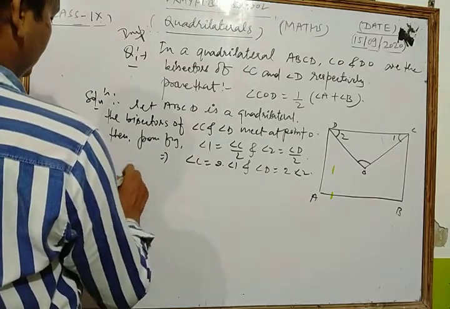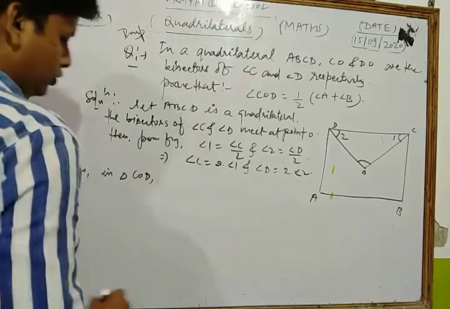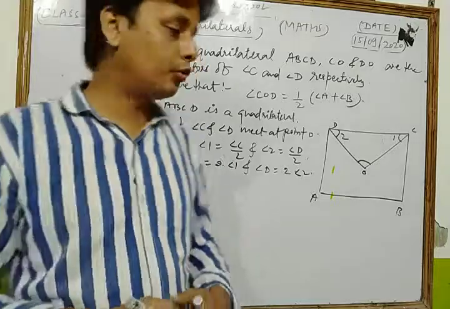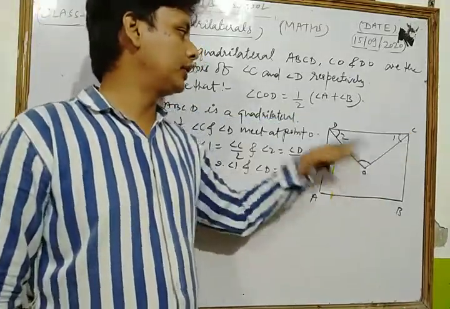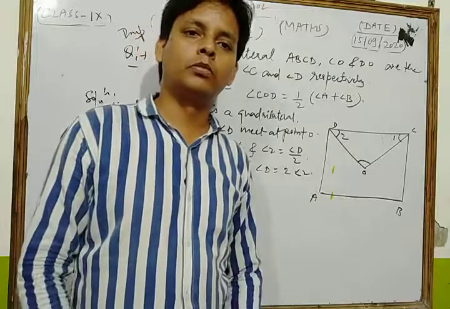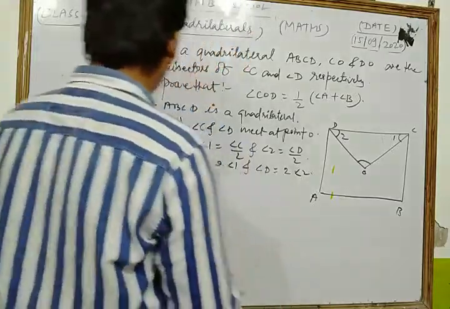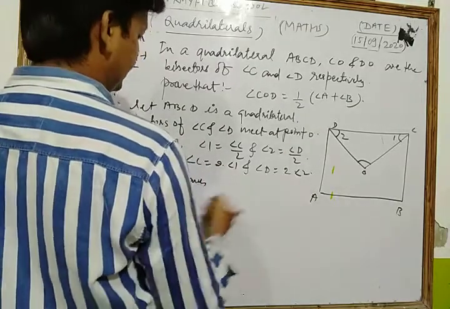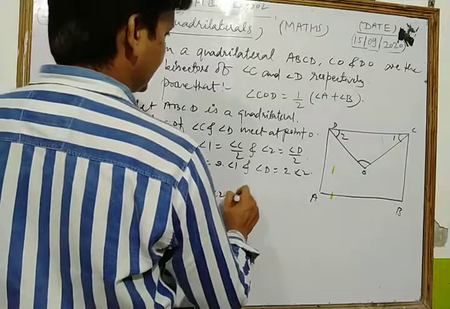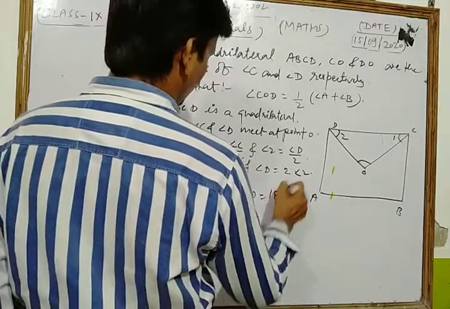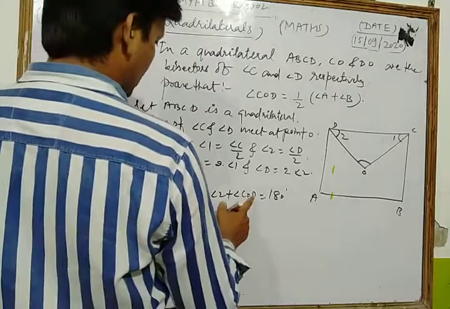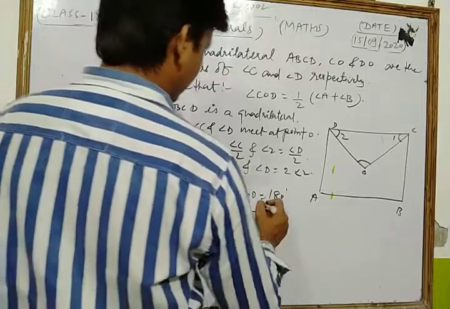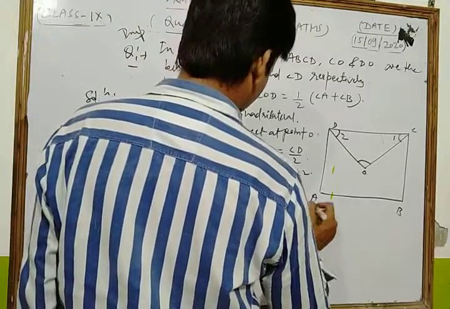Now in triangle COD, dear student, you know that the sum of all angles of a triangle is 180. Now in that triangle COD we apply the angle sum property of the triangle. So angle 1 plus angle 2 plus angle COD is equal to 180. So in this way we get the value of angle COD is equal to 180 minus the sum of angle 1 plus angle 2.